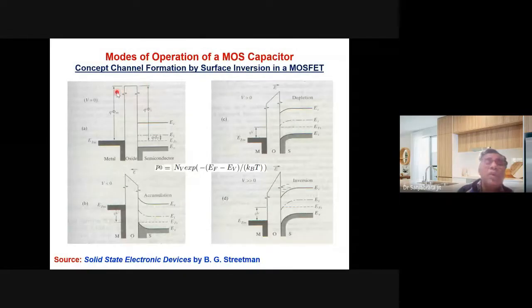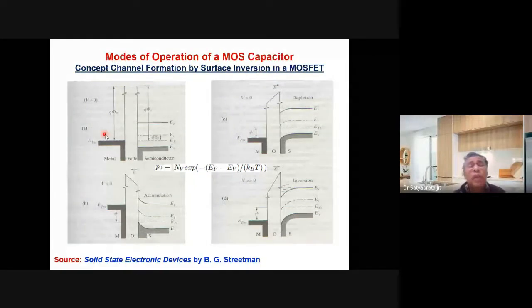So if this is the vacuum level, this is phi m and this is phi s, okay? Work function means the energy required to bring an electron from the Fermi level to the vacuum, right? So phi m equals phi s. That is in the ideal case.